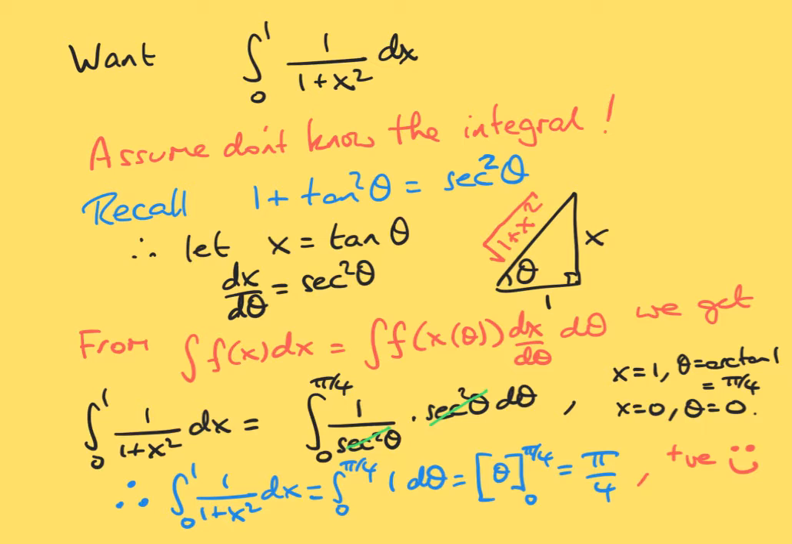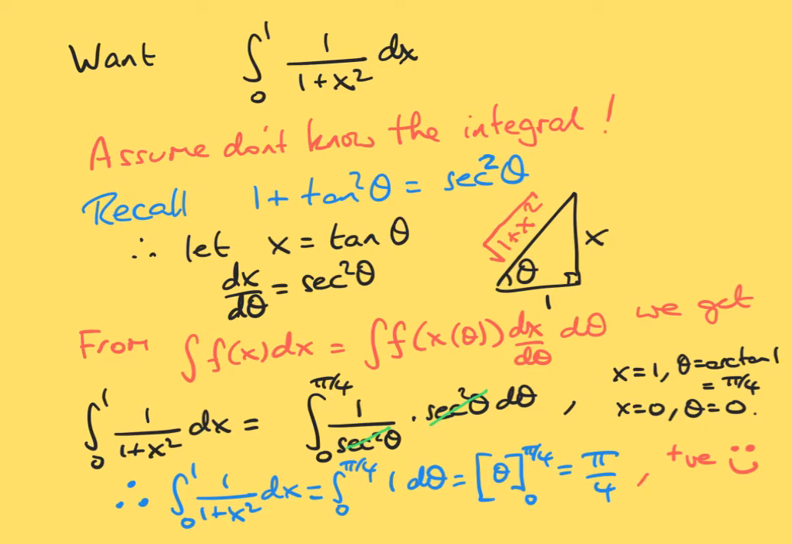What about the limits? So the limits here are in terms of x, and here I want to write them in terms of theta. So if x is equal to 1 at the upper limit, then we have 1 is the tangent of theta.